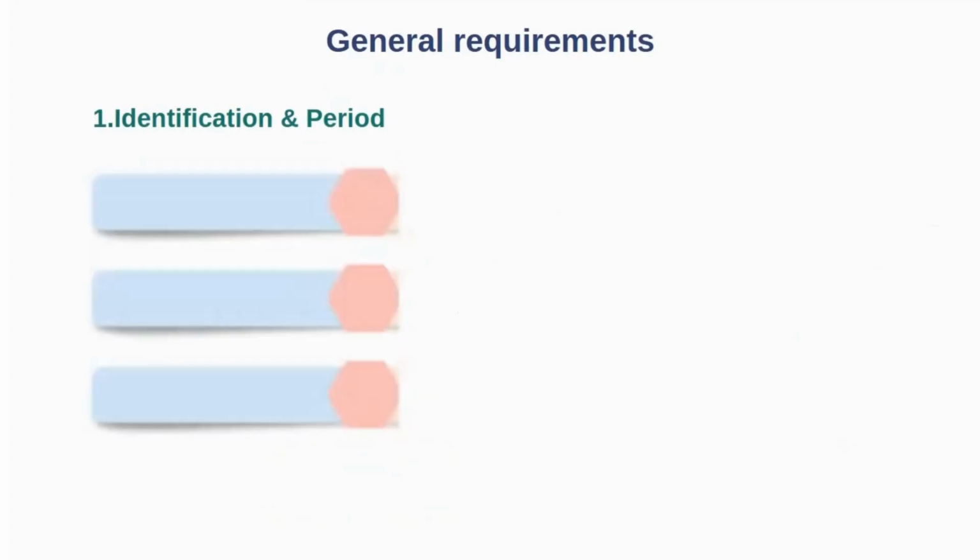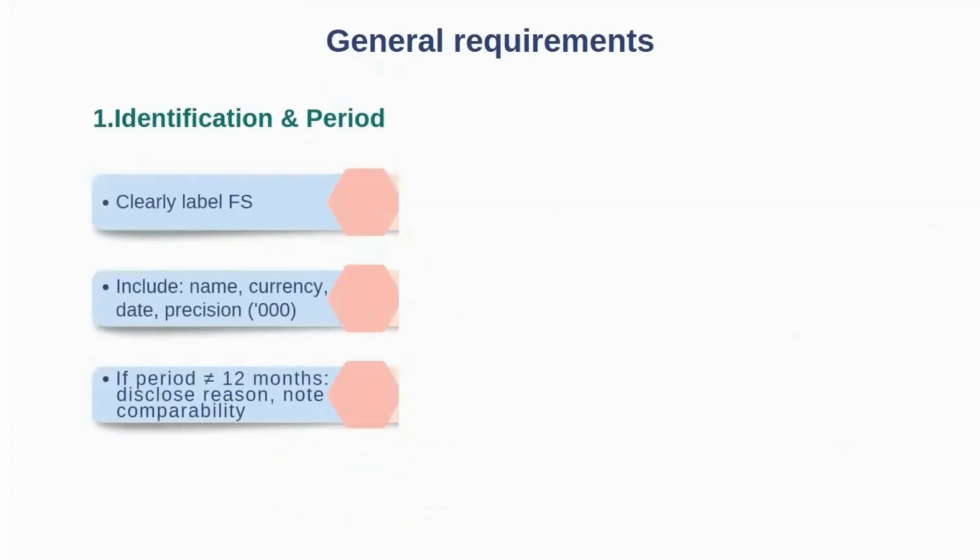All right, now let's look at the general requirements, identification and period. So in the financial statements, we need to clearly label the title and include the name of the company, currency, date, and precision, which means whether the numbers are in thousands or millions. And usually financial statements are prepared for 12 months, but if the period doesn't equal 12 months, then we need to disclose the reason and note comparability.